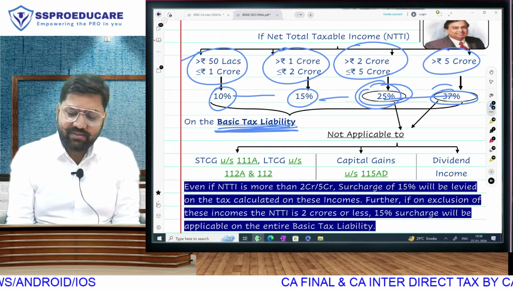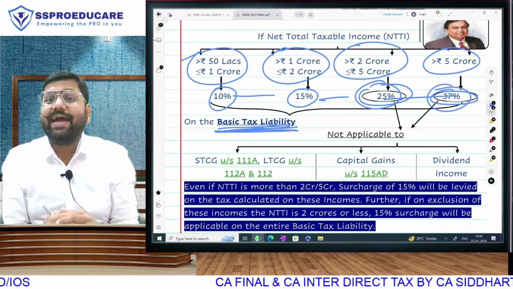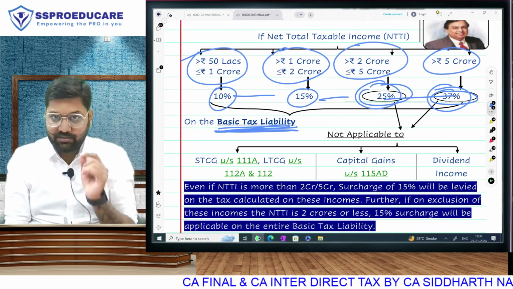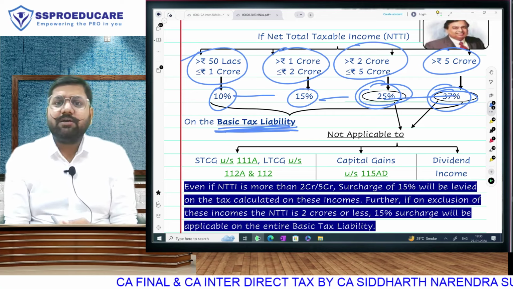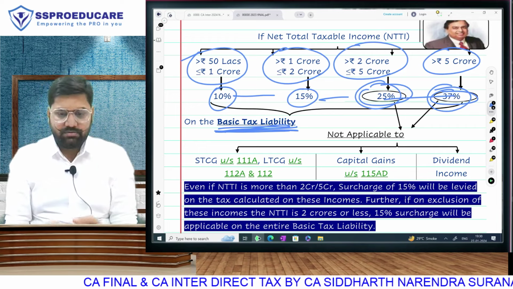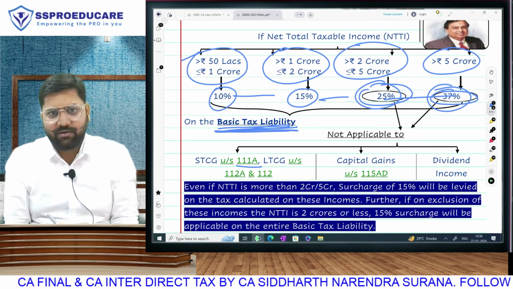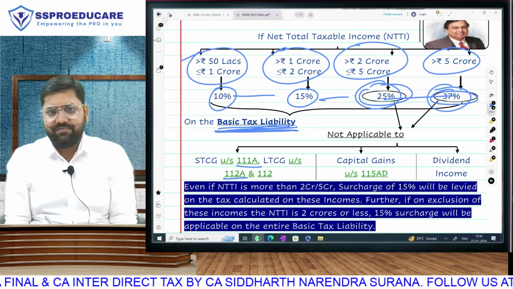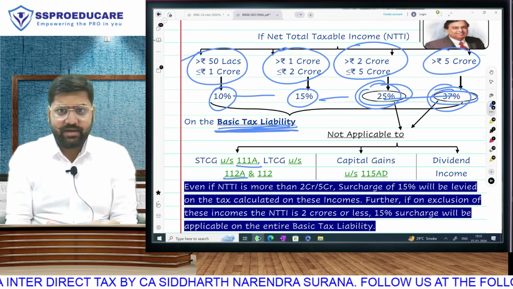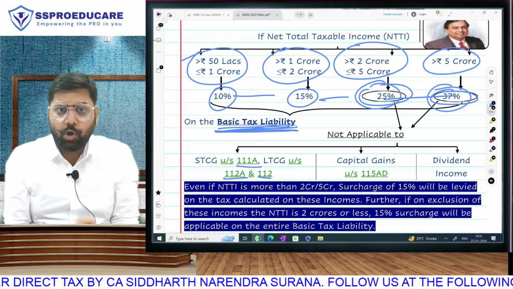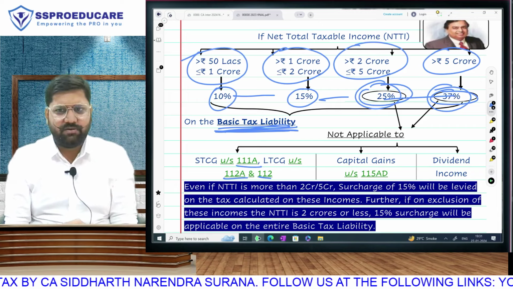However, this 25 and 37 is very, very high, and accordingly our government wanted to relax this for certain taxpayers. Please pay attention, this is a little confusing. There are some people who earn the following special income. Income under section 111, that is short-term capital gain on the stock market, 15%. Income under section 112A, long-term capital gain on the stock market, first 1 lakh at 0%, balance at 10%. Section 112, all other long-term capital gains outside the stock market, 20% or sometimes 10% without indexation.